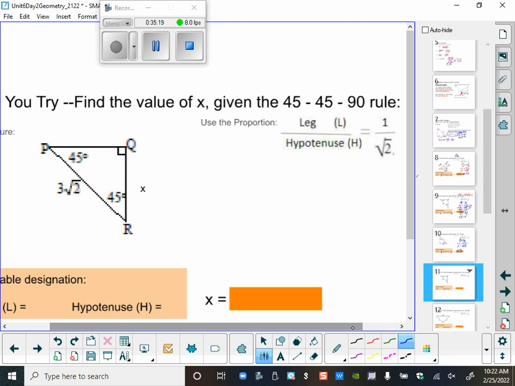Well, what's our leg? What's our hypotenuse? Hypotenuse will be 3 square root of 2. 3 square root of 2 is your hypotenuse. And then what's the leg? X. Right. Let's see what we have here. It will be x over 3 square root of 2. Then the other side will be 1 over the square root of 2. Okay. This one's going to get interesting.